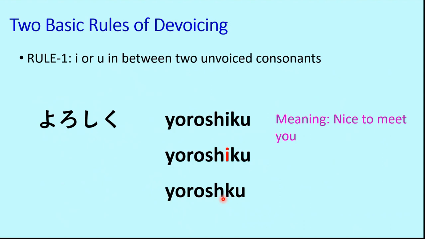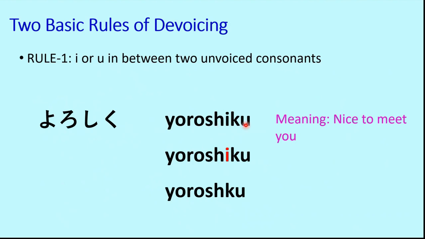Yoroshiku is a very common one, especially for a new learner or a new person in Japan. This yoroshiku onegai shimasu, we all know, means nice to meet you. It loosely translates to nice to meet you, although in Japanese it has some other meaning, but since that meaning is not applicable in English or any other foreign language, the nearest meaning is nice to meet you, glad to meet you, and this is yoroshiku onegai shimasu.